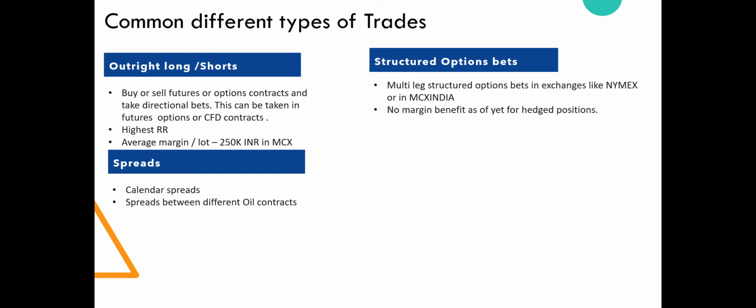Then multi-leg structured options bets can be taken anywhere options are offered, which is both NYMEX, MCX, anywhere. You can take multi-leg options bets. They are only monthly contracts right now, so the theta decay aspect is very low. It accelerates around the end of the month, but otherwise you can take those trades if you want to. What is the problem is there are no margin benefits for hedged positions yet. So the margins are close to the futures margins, around 2 lakh. So the margin benefits are not there.